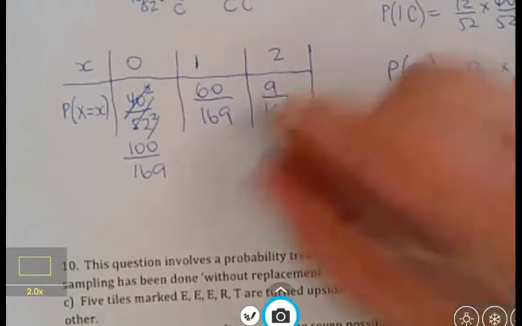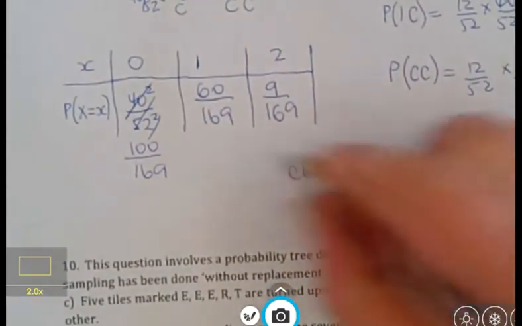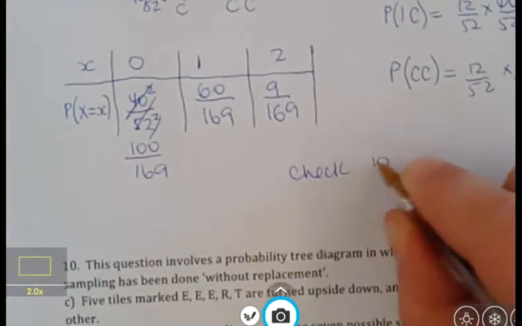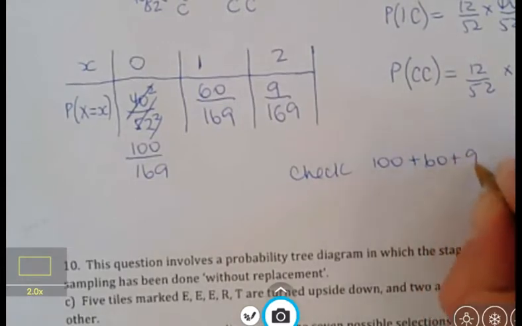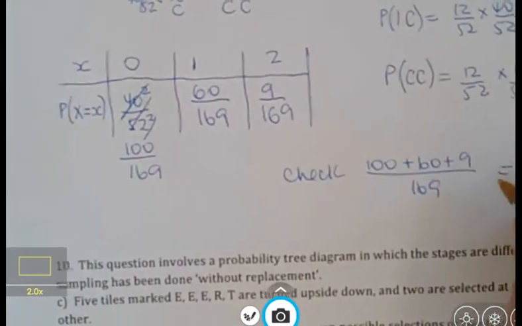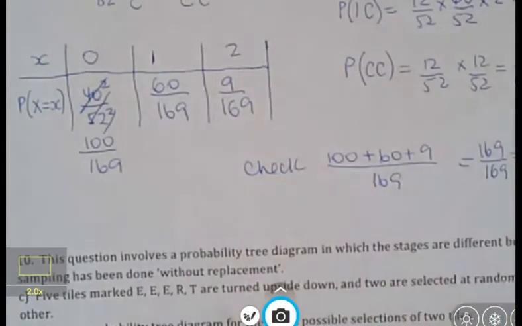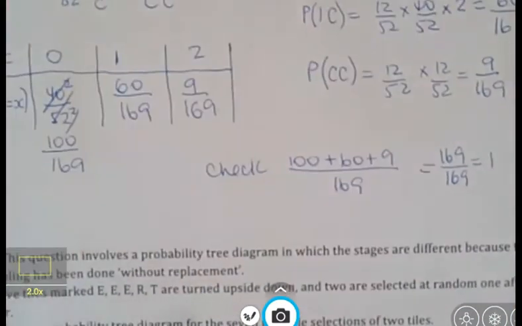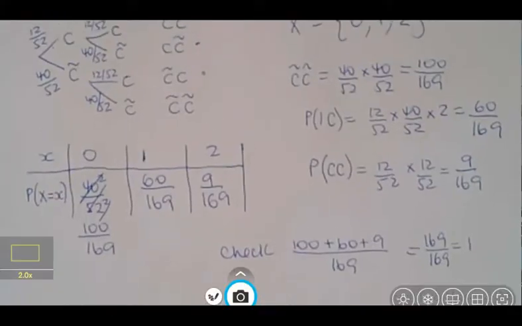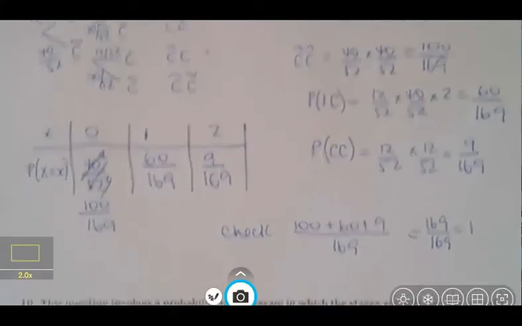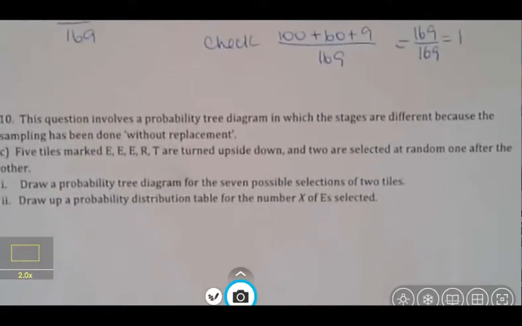So we've done that, our three probabilities, and just checking that the three probabilities add up to 1. So we've got 100 plus 60 plus 9 all over 169, which is 169 over 169, which is 1. So we know that that is correct. Okay, so that's question 8 from the exercise. All right, let's have a look at question 10.